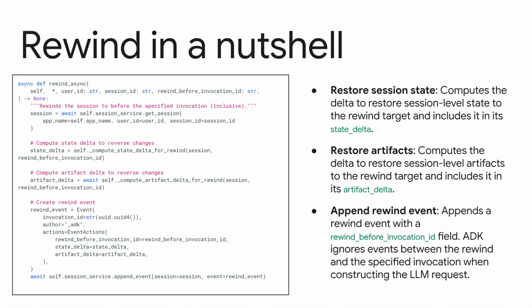So what is actually happening under the hood when you request a rewind? If you look at the code on the left, you'll see it's a three-step process. First, we look at the current session. Then, instead of deleting history, we compute the deltas, specifically the state_delta and artifact_delta. These represent the difference between where we are now and where we want to be. Finally, we wrap those deltas into a new rewind event and append it to the log. This tells the system exactly how to reconstruct the past without losing the audit trail.